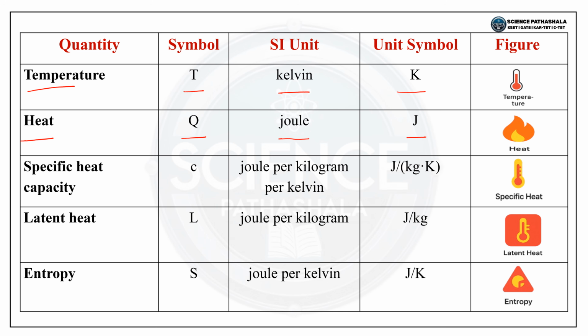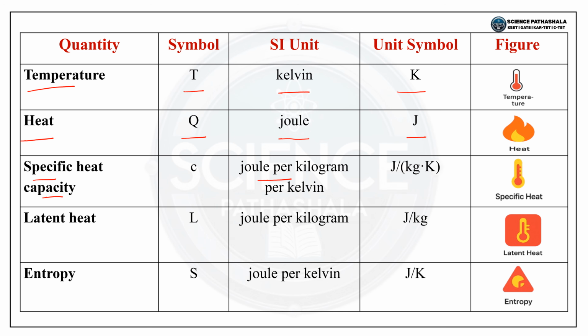The next is specific heat capacity. Specific heat capacity is the amount of heat required to raise the temperature of 1 kilogram of a substance by 1 Kelvin. The symbol for specific heat capacity is small c. The SI unit is joule per kilogram per Kelvin.